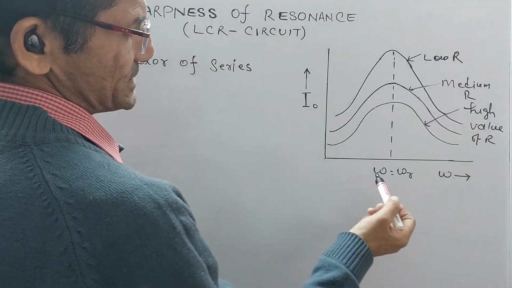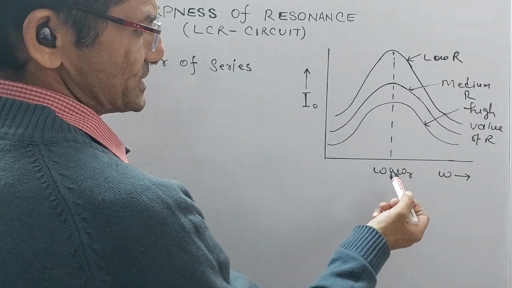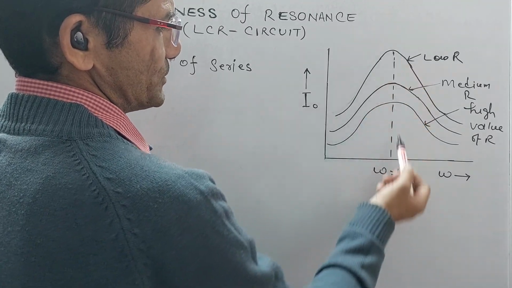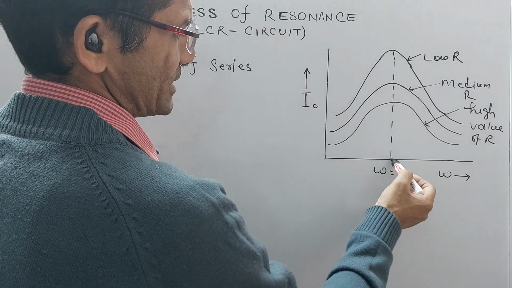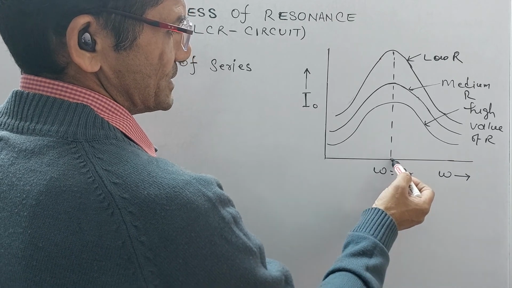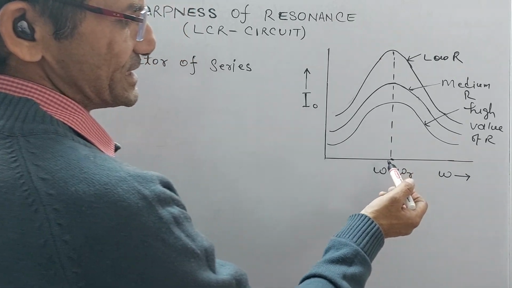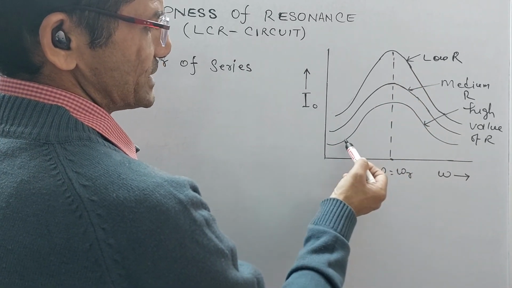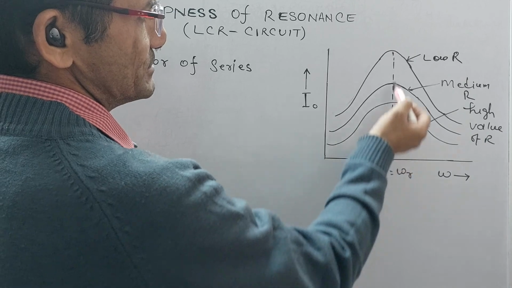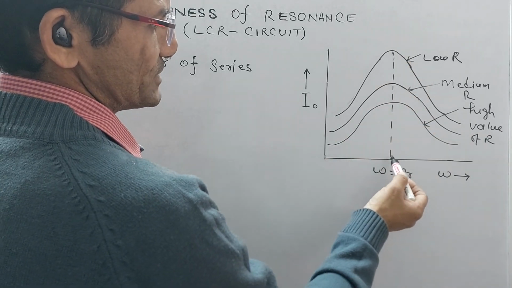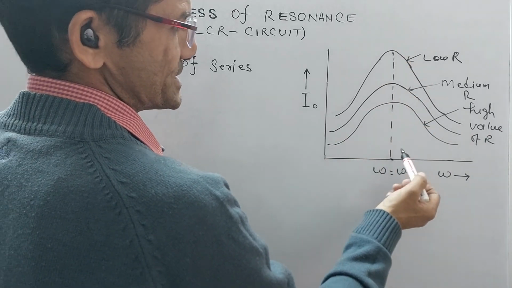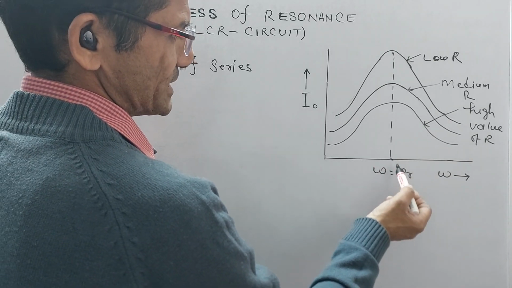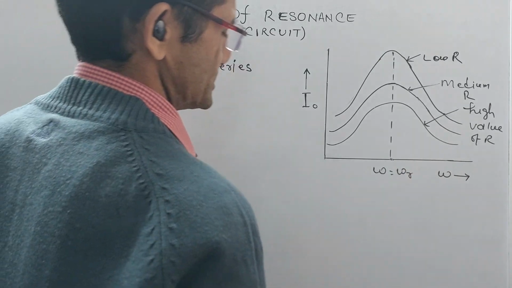But the amplitude of the current at a particular frequency, that is known as the resonant frequency, is the same for all. So you know that at omega r, this is the value of resonance frequency at which in the LCR circuit the current becomes maximum. So resonance frequency of all the three resistors is the same. It means that this will not change if you change the resistance in the LCR circuit. So all have the peak at the same point, that is known as the resonant frequency.